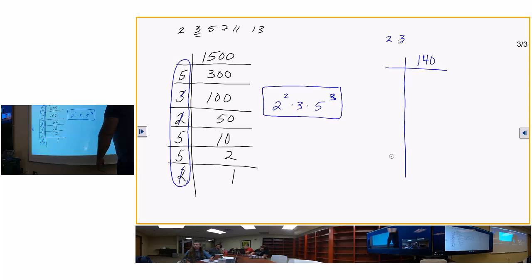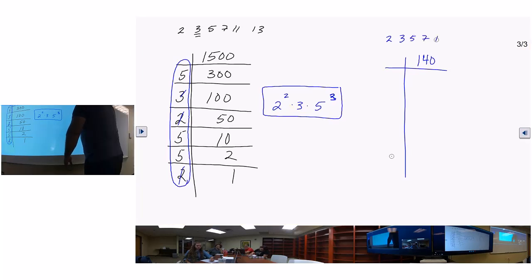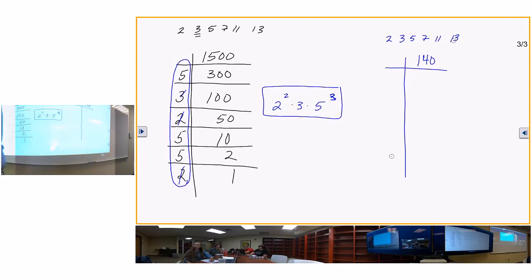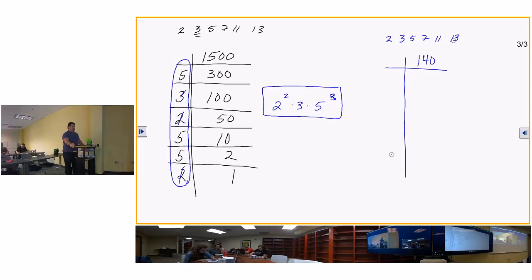2, 3, 5, 7, 11, and 13. So I'm going to give y'all a minute to do the whole thing. While y'all are doing that, I'm going to go ahead and take the roll. I'll give y'all a minute or two.